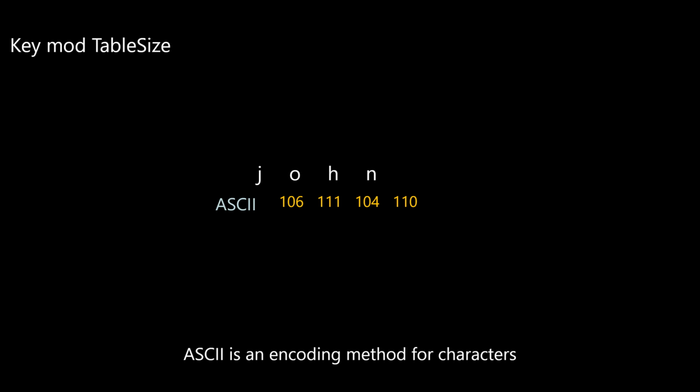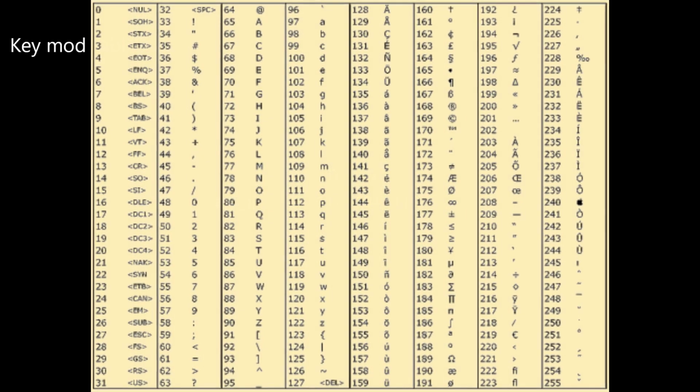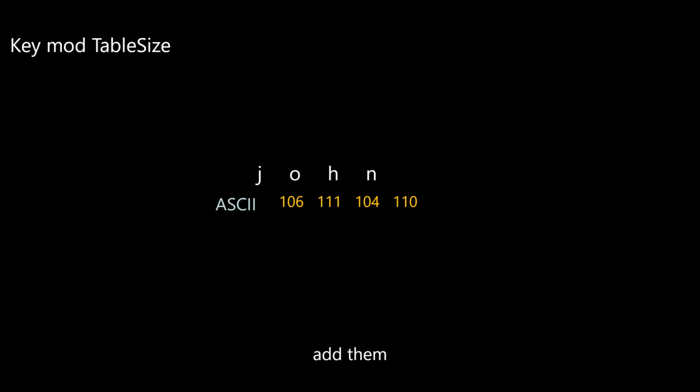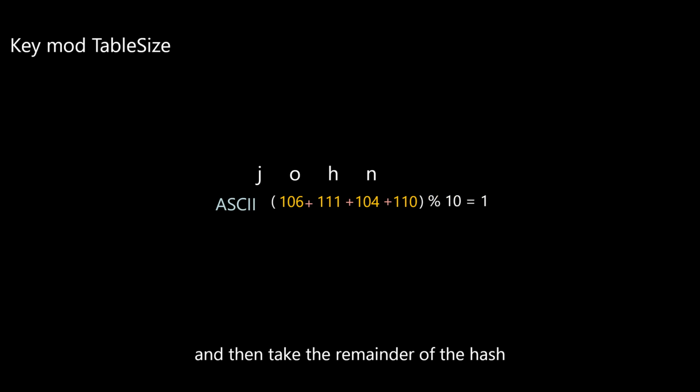For example, we can take a string and find the corresponding ASCII code for each character. ASCII is an encoding method for characters including English letters. Then add them, and then take the remainder of the hash table size 10 to get the index value. After all, the index value cannot exceed the size of the table.